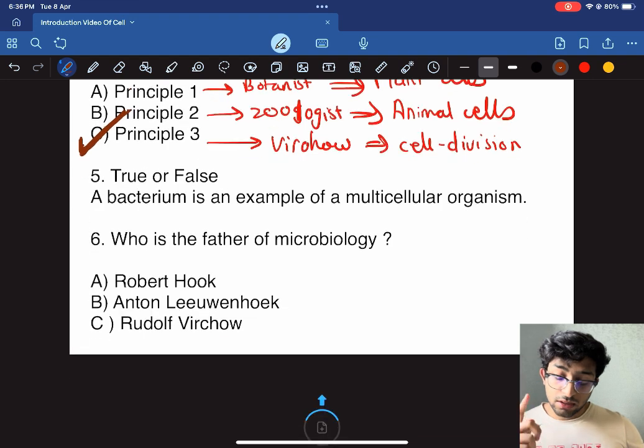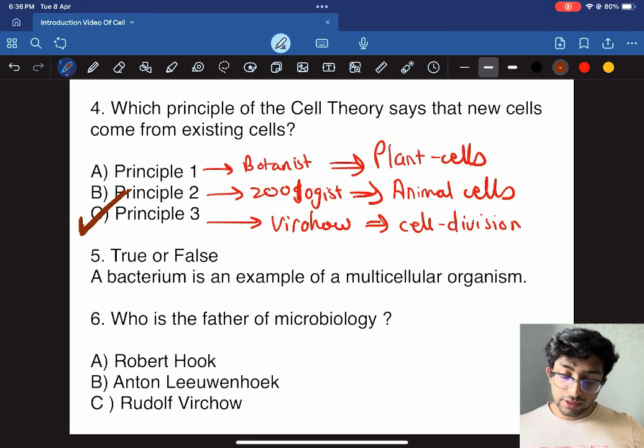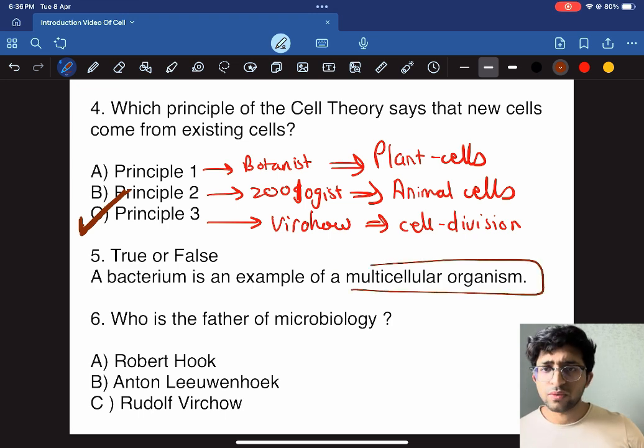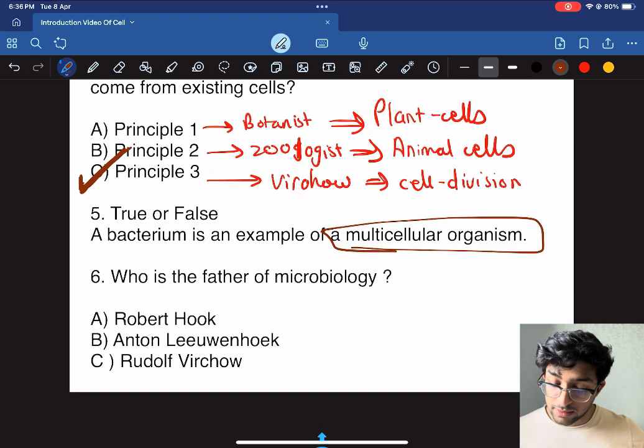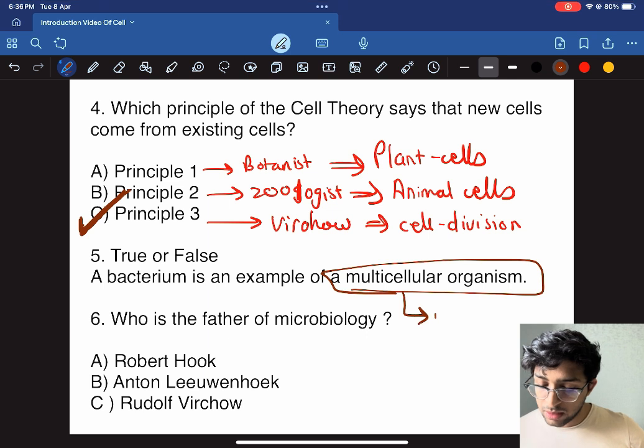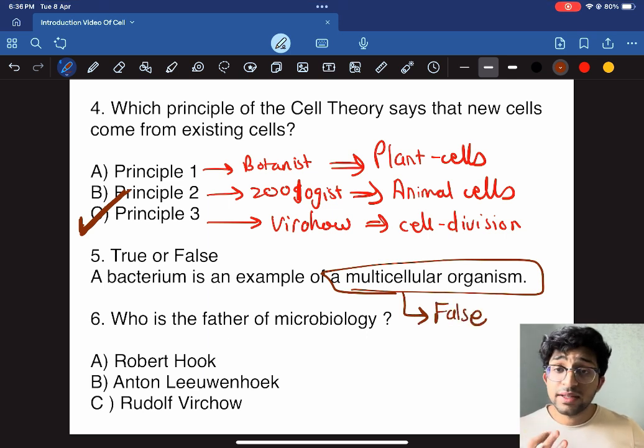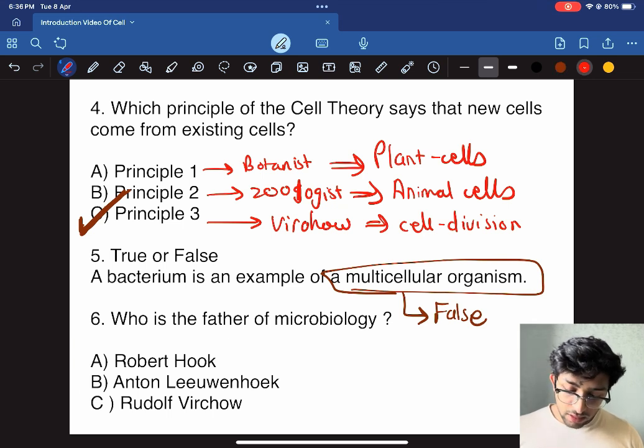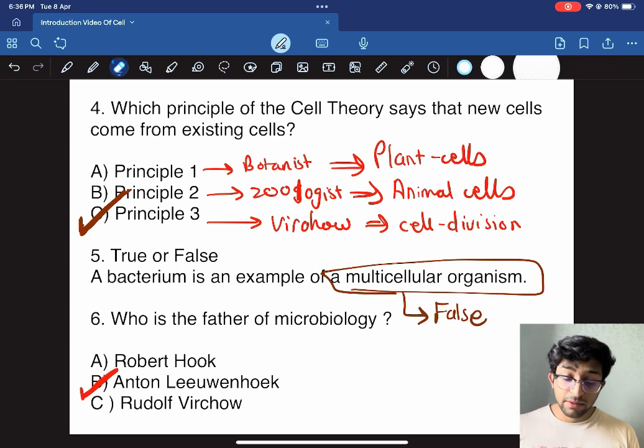Correct? Another one, true or false: a bacterium is an example of a multicellular organism. Is it true? It's false. Why? Because bacteria are unicellular. Okay. Now, who is the father of microbiology? What was this guy called? Yes, it was Anton Leeuwenhoek, right?